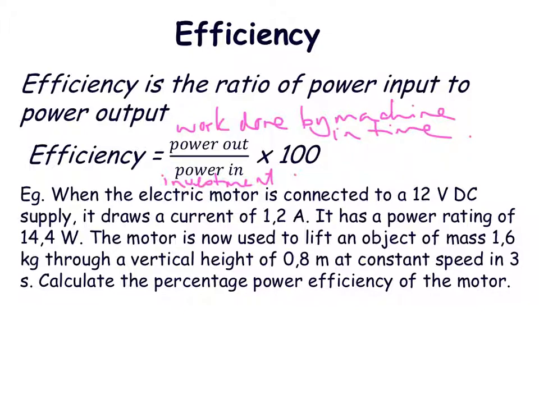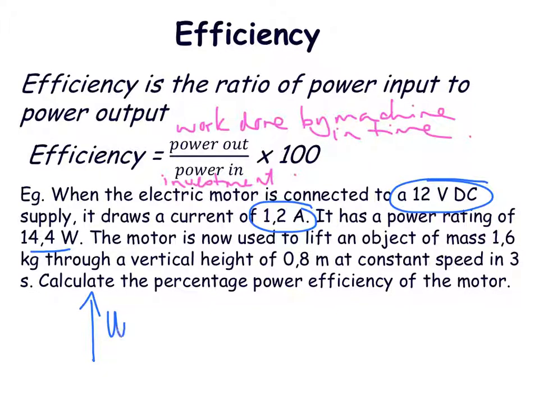Right, anyway, when the electric motor is connected to a 12-volt DC supply, it draws a current of 1,2 amps. So what have we got? We've got 1,2 amps and 12 volts. That is what the machine gets in. It has a power rating of 14,4 watts. The motor is now used to lift an object of mass 1,6 kilograms through a vertical height of 0,8 meters at a constant speed in 3 seconds.